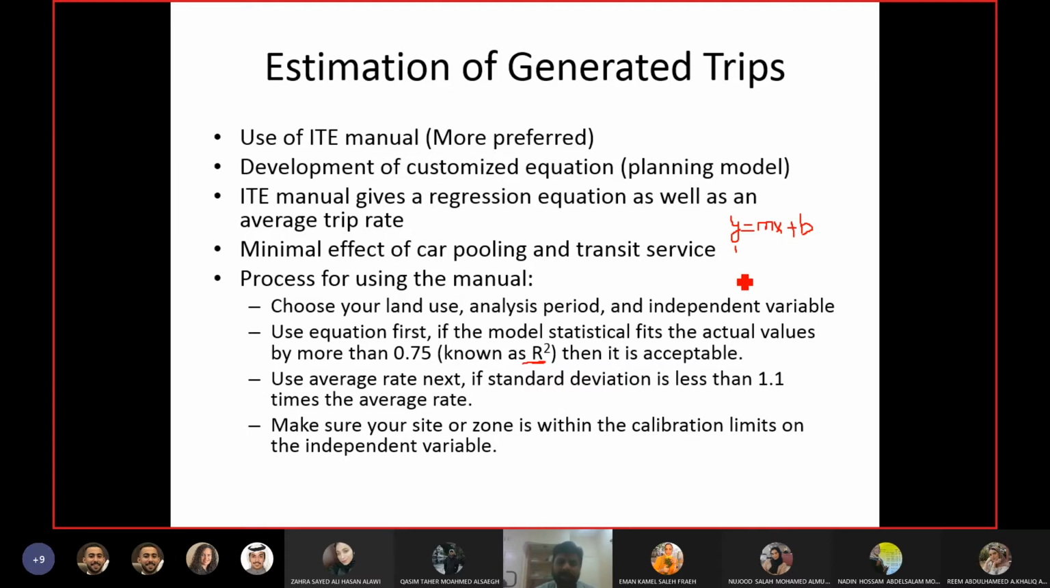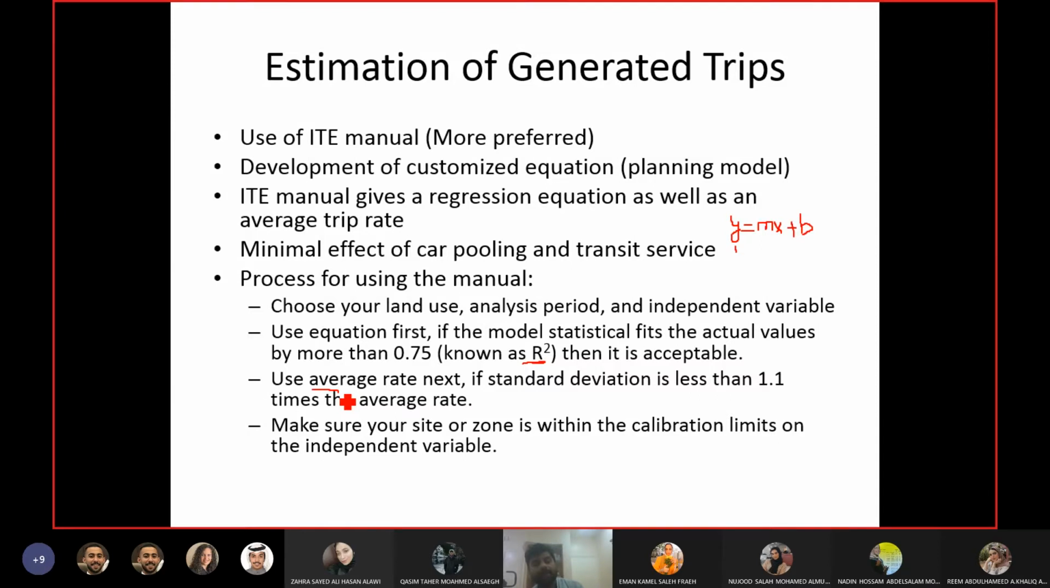The average trip rate. Now they are saying average trip rate. So average means what? They had a number of values, right? Obviously, like I told you last time as well, the manual is developed after a lot of work. They did not just go to one particular facility, count the number of trips, look at the size and find the rate. No, they may have looked at thousands of facilities of the same land use. So they had thousands of trip rates, and from there they found an average, and they also calculated the standard deviation.